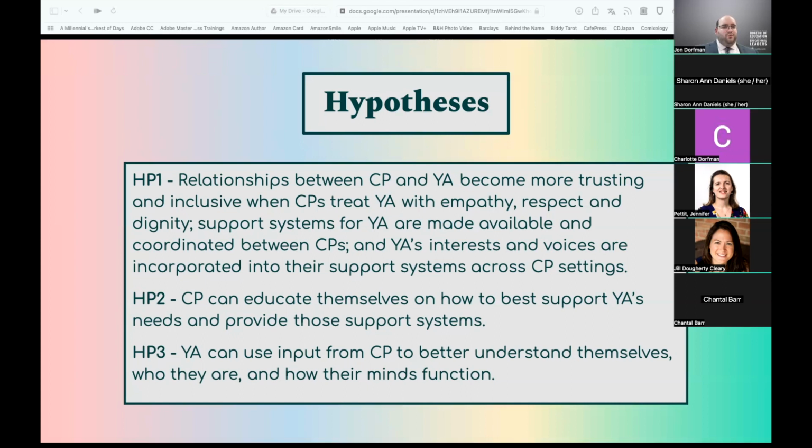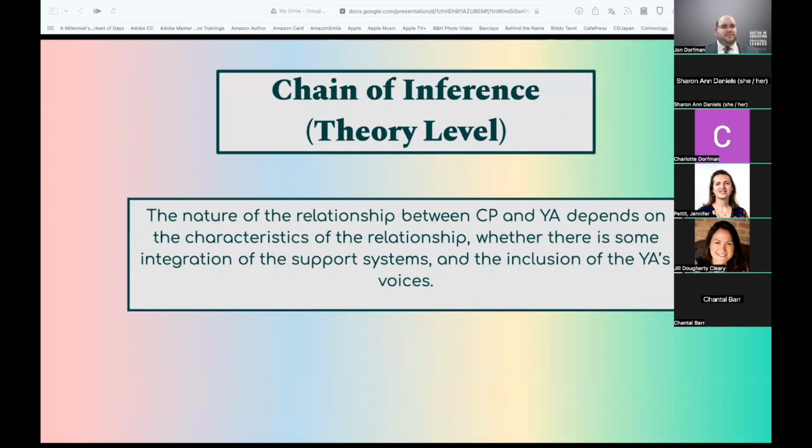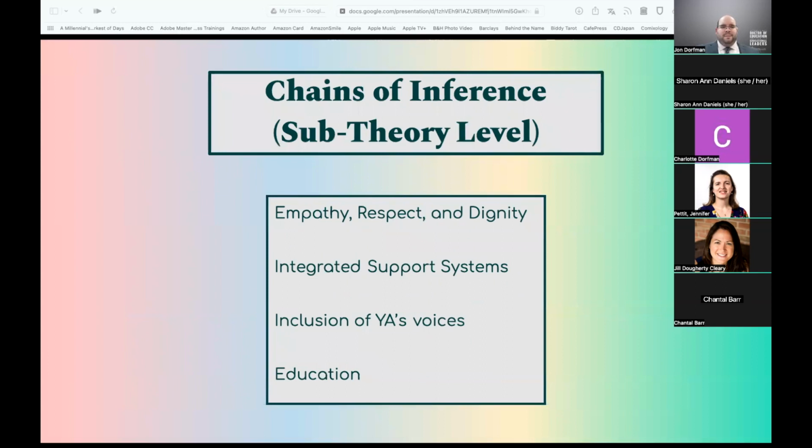how their minds function. So at the theory level, the nature of the relationship between clinical providers and young autistic adults depends on the characteristics of the relationship, whether there is some integration of the support systems and the inclusion of young adult voices. At the sub-theory level, this looks like empathy, respect, and dignity, integrated support systems, inclusion of young autistic adult voices, and education about autism spectrum disorders.